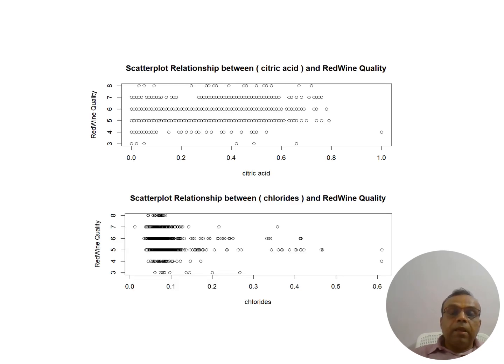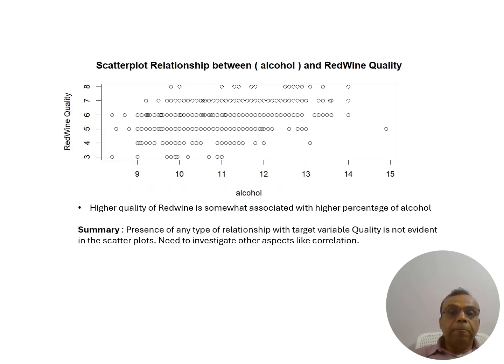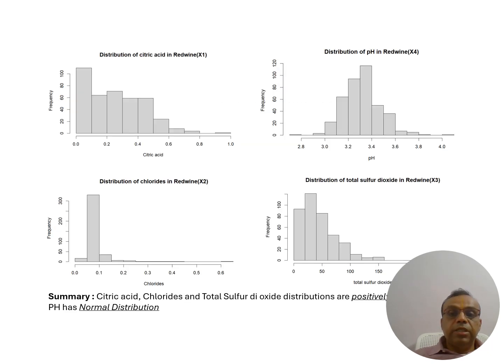As you see, I've done the scatter plots for citric acid, chlorides, sulfur dioxide, pH against the quality. And from these scatter plots, it's not very evident if there's a linear relationship or a nonlinear relationship between the respective variables and the target variable quality. So you'll need to investigate other aspects before we can come to a conclusion if there is a linear relationship or not. Next, we will analyze some of the distributions.